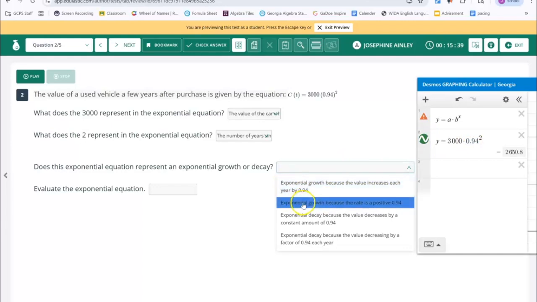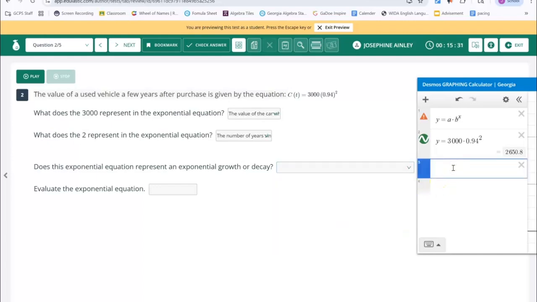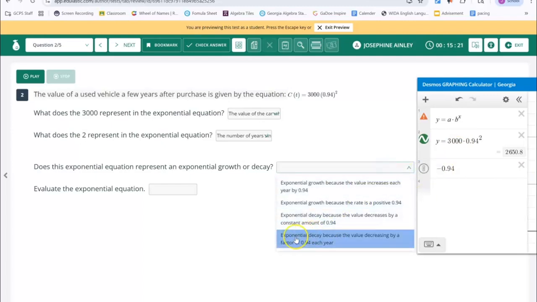Exponential growth? Nope. Exponential growth? Nope. Exponential decay, because the value decreases by a constant amount of 0.94? No. Decreasing by a constant amount means I'm going to subtract 0.94 each time. Remember, because it's exponential, I am not subtracting, I am multiplying. So I'm looking for that. Exponential decay, because the value is decreasing by a factor, there's that word. Factor means I'm multiplying by 0.94 each year.